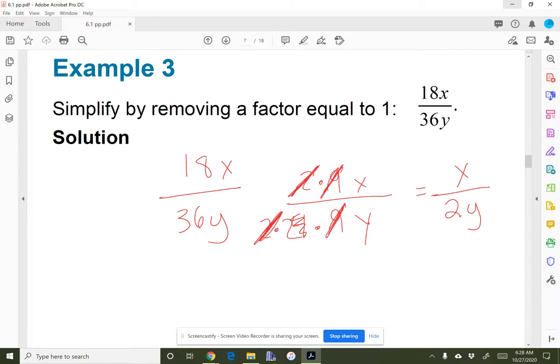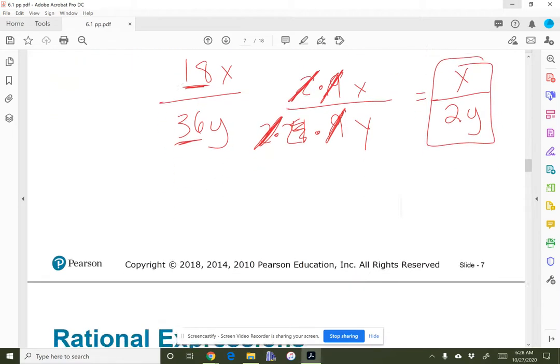Okay? As long as your times tables are right and you're not making up your own math, no matter how you break up 18 and how you break up 36, if you're canceling all the common factors, you'll get to the same spot at the end. Okay?